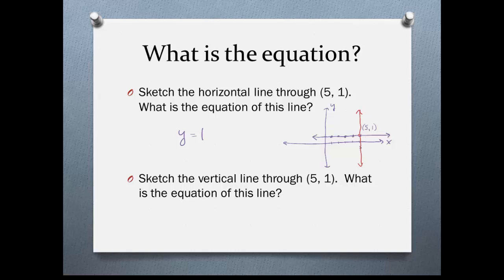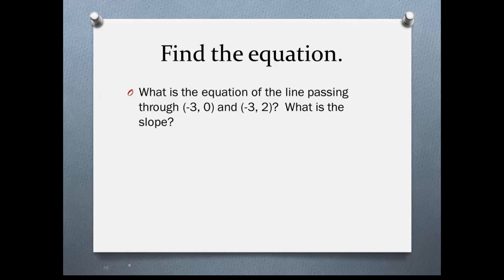Well, for the vertical line, you have to look at the points that are on that vertical line and ask yourself which coordinate is staying the same. Well, in each of these cases, the x coordinate is staying the same. So since the x coordinate is staying the same, this equation is x equals 5. One more, find the equation. What's the equation of the line passing through -3, 0 and -3, 2?